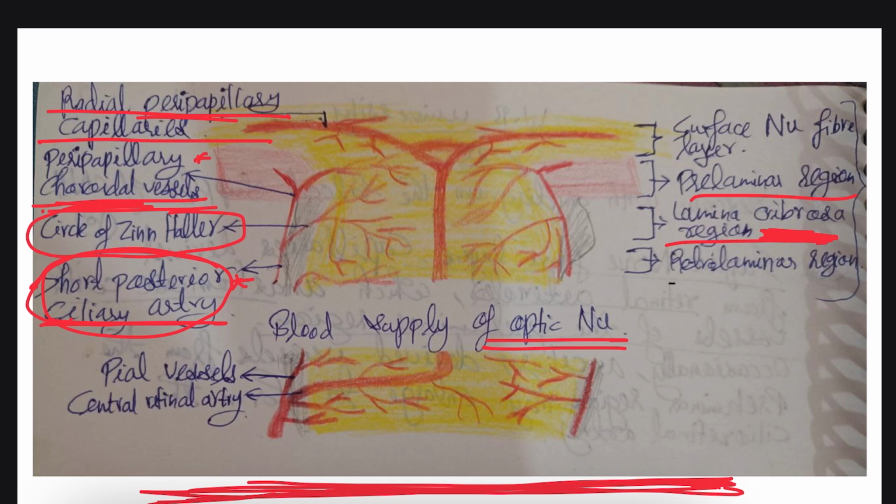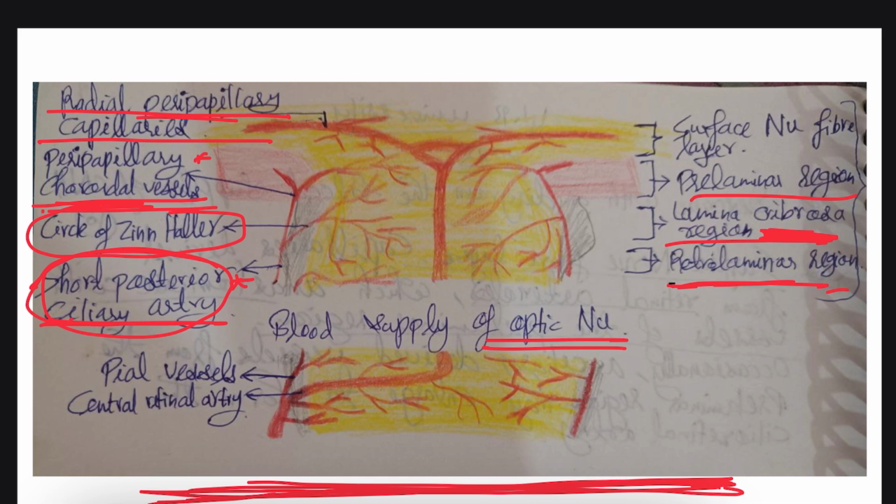So lastly comes the retrolaminar region, and the retrolaminar region gets its blood supply from both the ciliary and the retinal circulation, with the former coming from the recurrent pial vessels. This former is the ciliary vessels. So the ciliary vessel is coming from the recurrent pial vessels, and it also gets its blood supply from the retinal circulation.